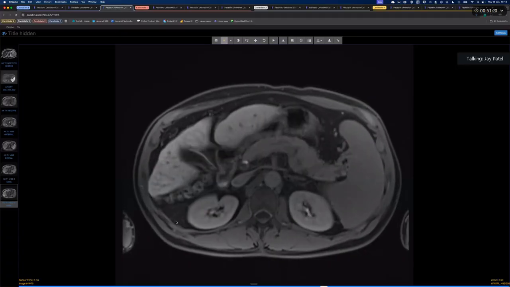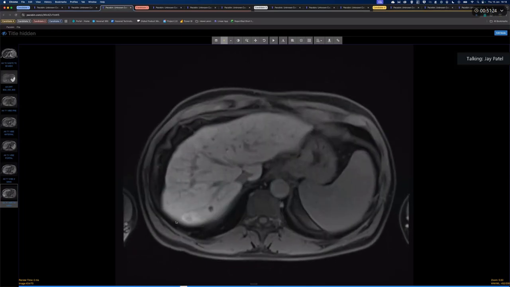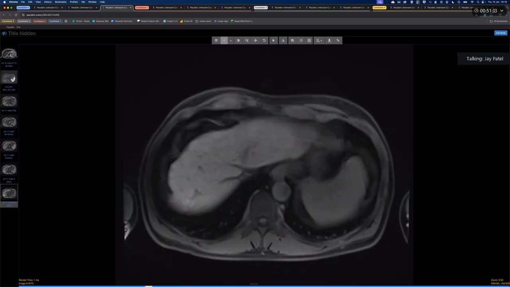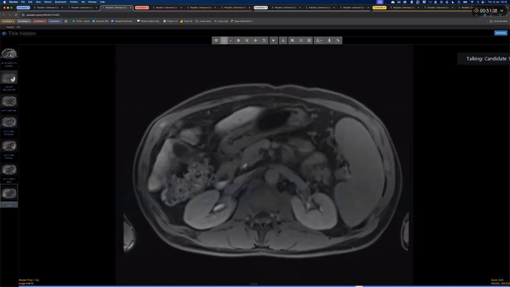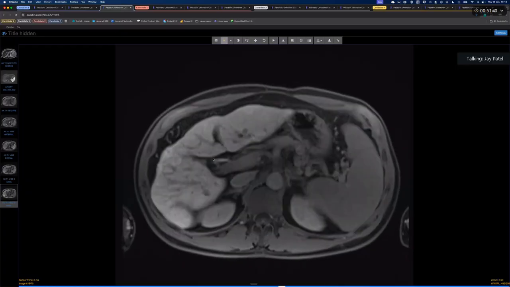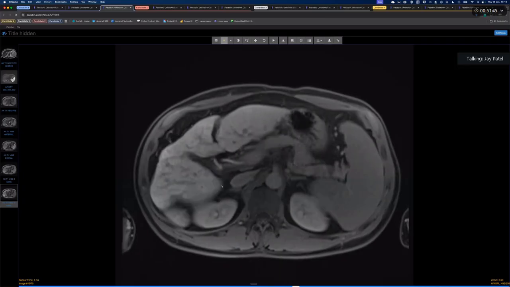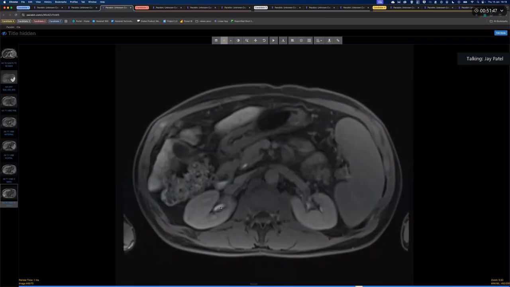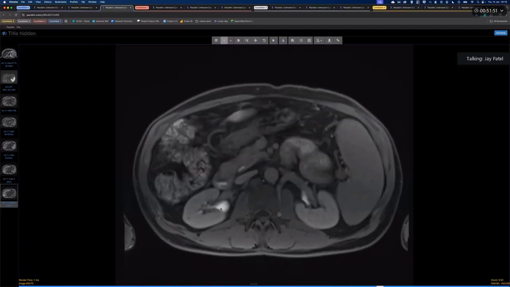The alternative way that you can look for a Primavist study, if you didn't know the timing, is that you'll see the liver will be bright, the vessels will be dark, and there will be contrast in the biliary tree. So this is now excreted into the biliary tree and actually is heading into the duodenum. Primavist is also excreted by the renal tract, which is why you're seeing it in the kidneys here.